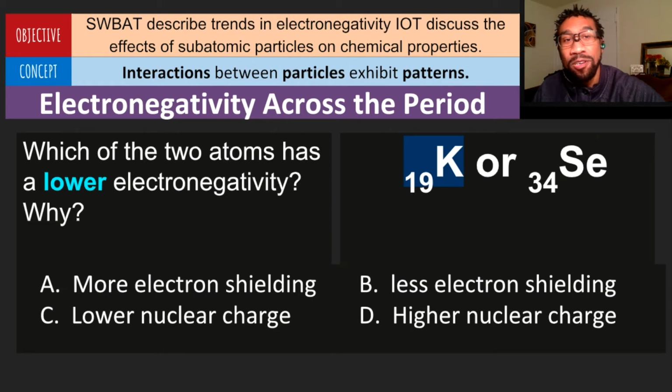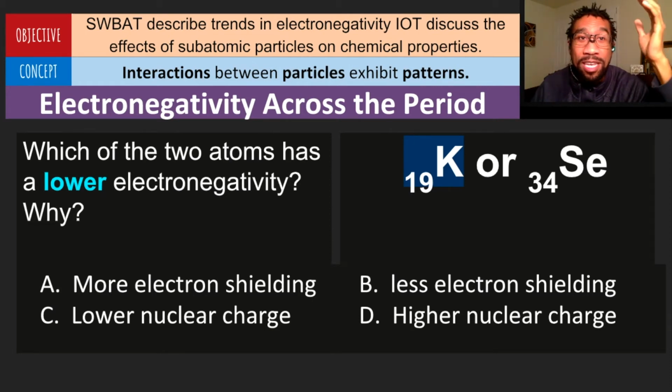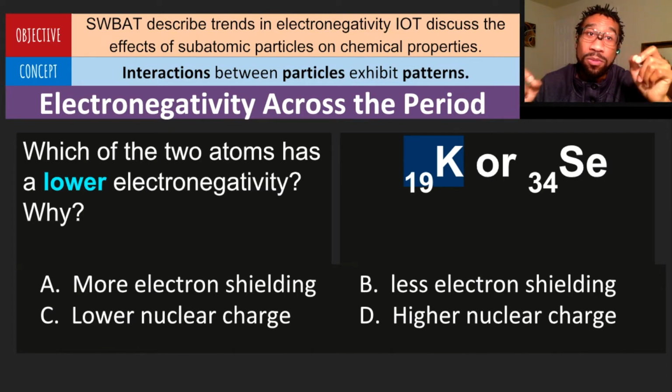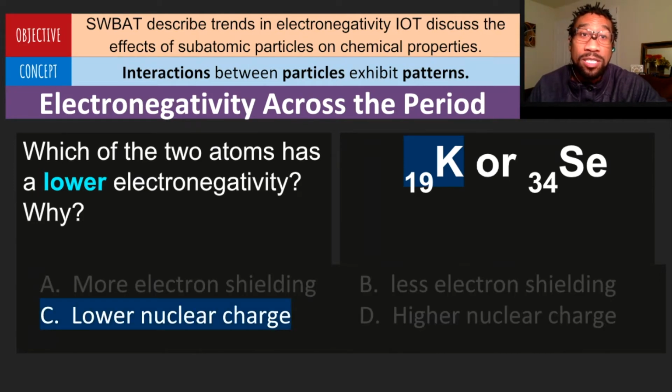Well, again, we're talking about two elements that are in the same period, same period from left to right. And so because potassium is on the left and because it also has fewer protons, that means it has a lower nuclear charge, a lower attraction for electrons, and therefore it is not going to pull as hard on electrons as its cousin in the same row, which is selenium. All right, let's move on.